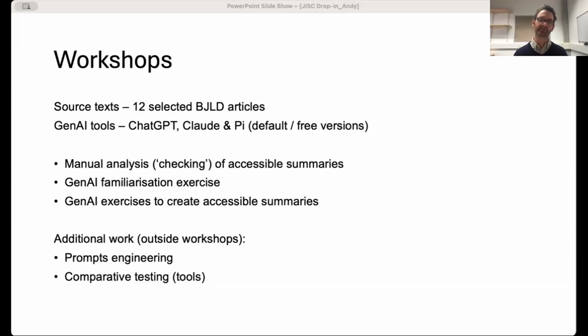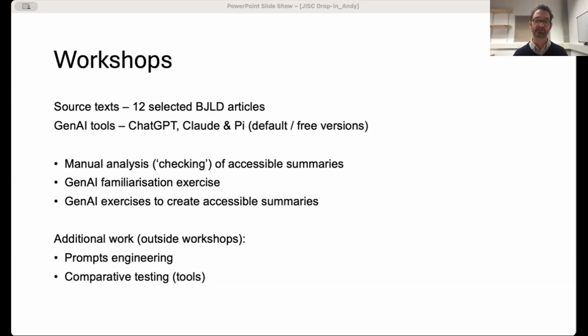We then familiarized the group with using a range of Gen AI tools. We did an exercise on a separate text and topic that was familiar to them. And then we conducted a series of activities using Gen AI, using the articles as source texts to explore different prompts and combinations of prompts to create our own accessible summaries to then compare with the originals. We then reviewed them as a group, and out of all of that, we developed our key findings and recommendations.